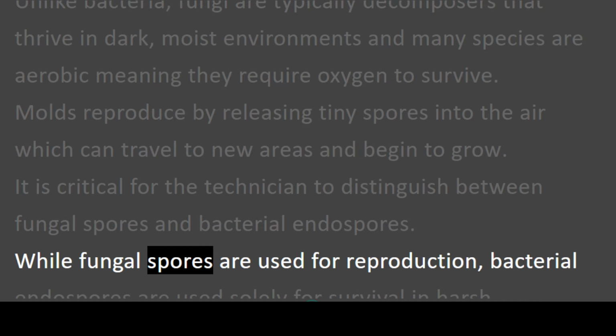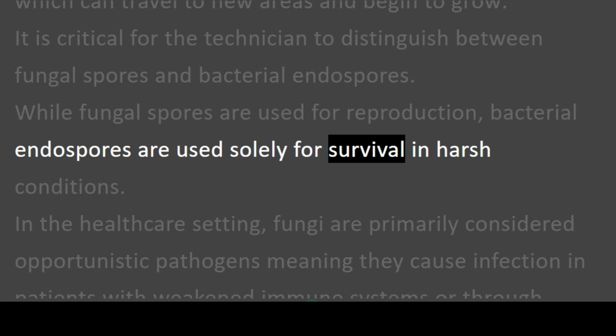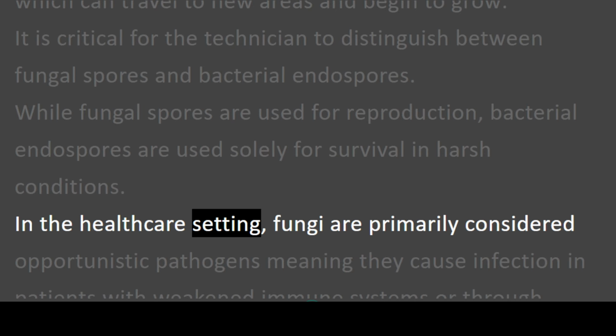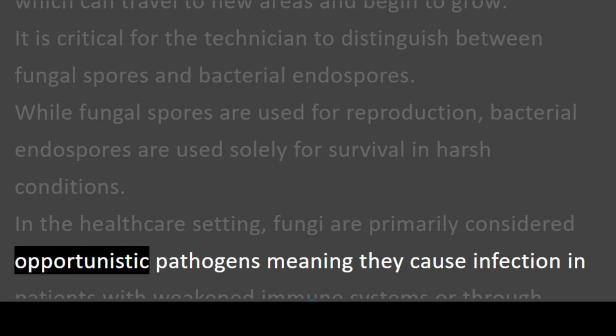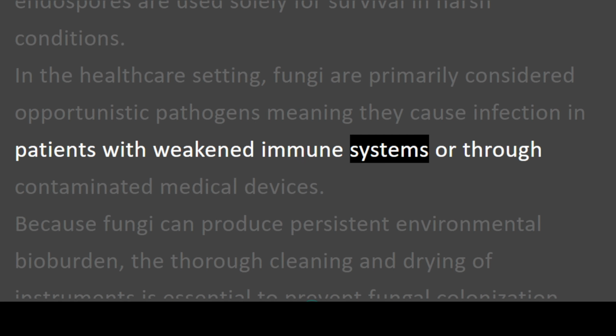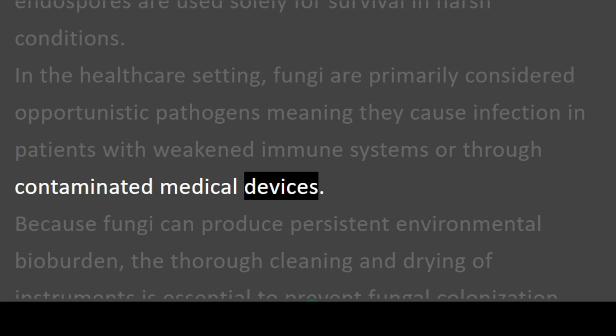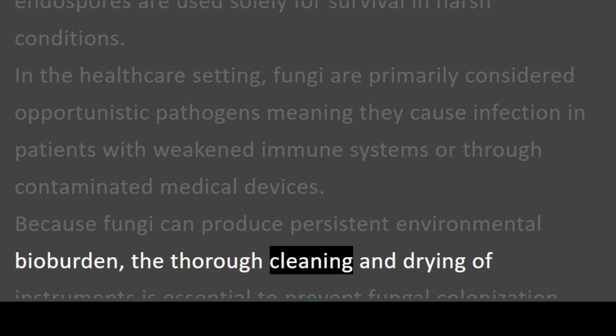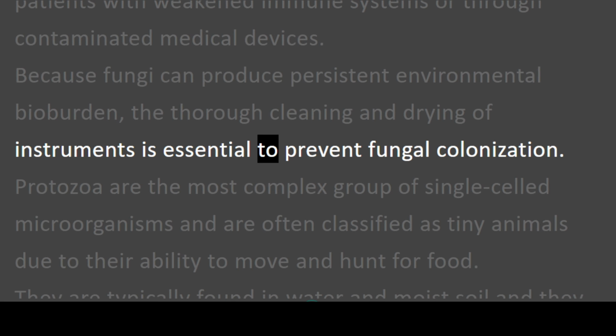While fungal spores are used for reproduction, bacterial endospores are used solely for survival in harsh conditions. In the healthcare setting, fungi are primarily considered opportunistic pathogens, meaning they cause infection in patients with weakened immune systems or through contaminated medical devices. Because fungi can produce persistent environmental bioburden, the thorough cleaning and drying of instruments is essential to prevent fungal colonization.